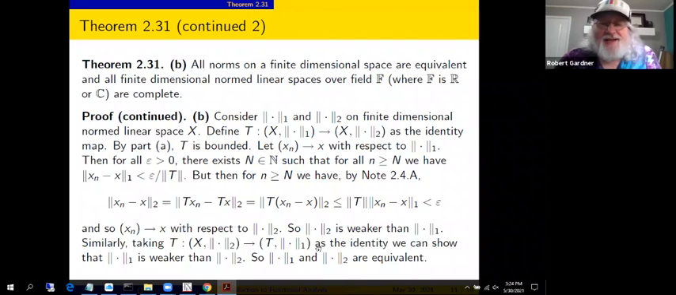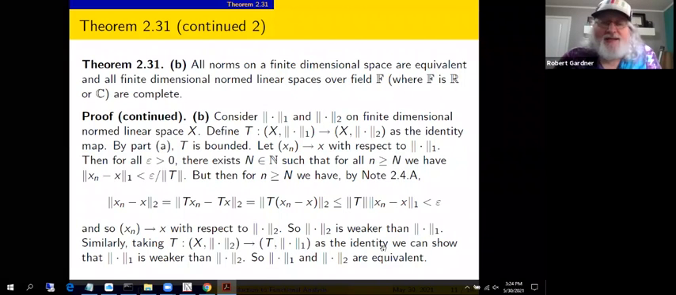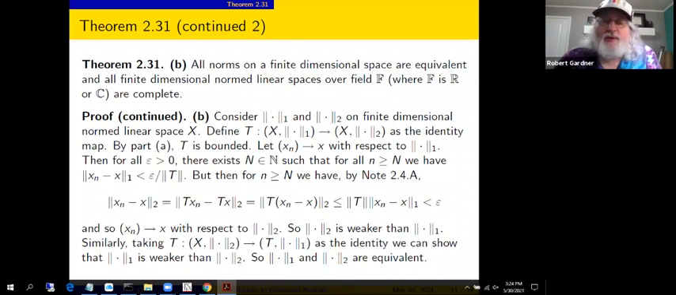We can take T as the identity, but mapping the set X under the two norm to the set X under the one norm, typo there. Take that as the identity. You end up just interchanging the roles of the one norm and the two norm, and you can also draw the conclusion that the one norm is weaker than the two norm. Since each is weaker than the other, that's the very definition of equivalence, and so norm 1 and norm 2 on finite dimensional space X are equivalent in the sense of equivalence as defined previously.